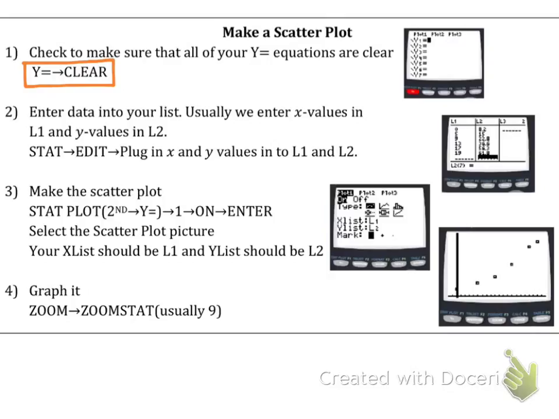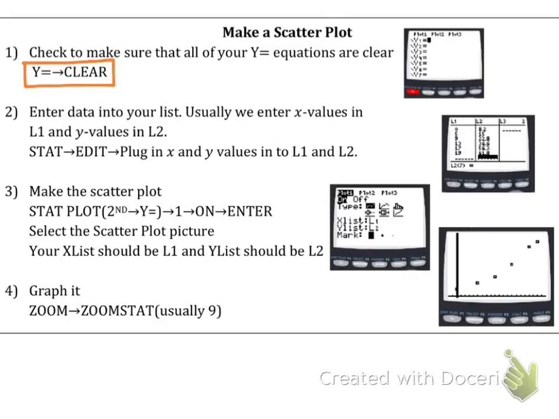Now we're going to start by entering the data into our list. Usually we enter x values in L1 and y values in L2. So in order to get to the list, you press Stat, Edit, and then plug in your x values into L1 and your y values into L2. Once you have your lists made, now we can pull the data from those lists to make a scatter plot.